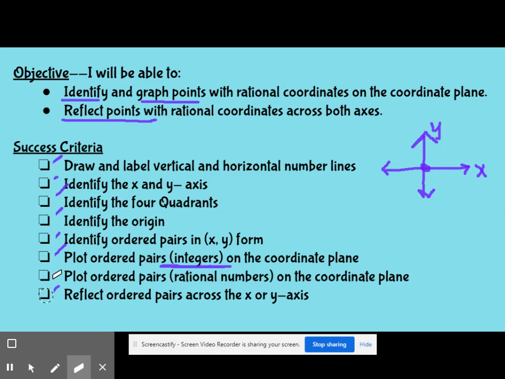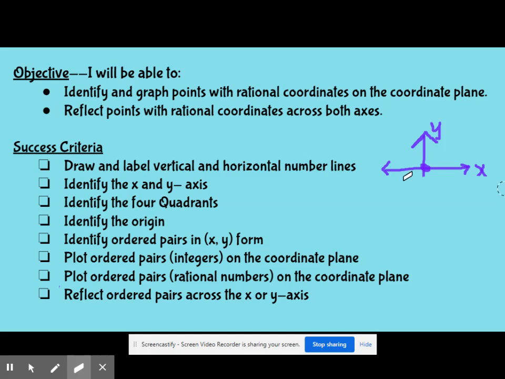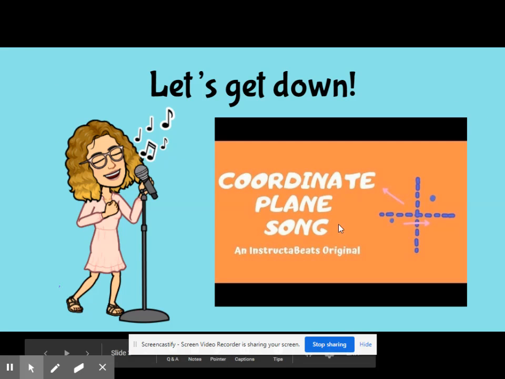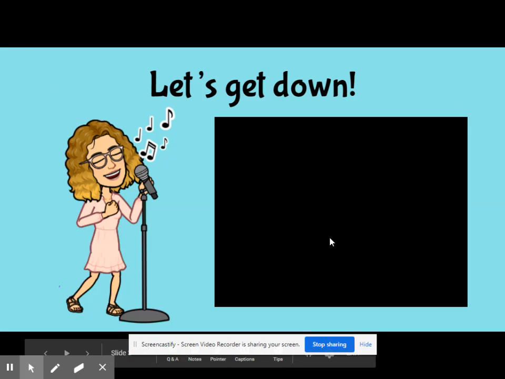I believe we're going to start with a fun little music video that's going to introduce you to the coordinate plane as well as the vocabulary. All right, here we go.